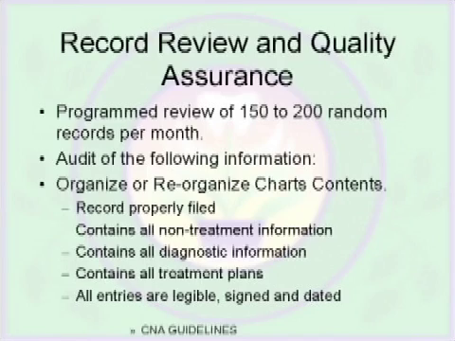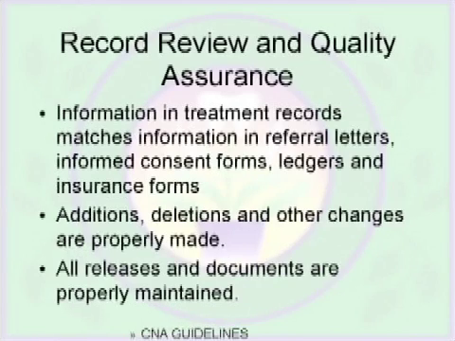We try to go through 150 to 200 random records on a monthly basis. That's not A, B, C, D, but she has an organized way of doing it. And then audit the following information. Organize or reorganize chart contents and make sure the record is properly filed and contains all non-treatment information, which is your insurance forms, etc. We're going to get into that. And then contain all diagnostic information, contents of all treatment plans, and all entries are legible, signed, and dated. Always make sure it's signed and dated.